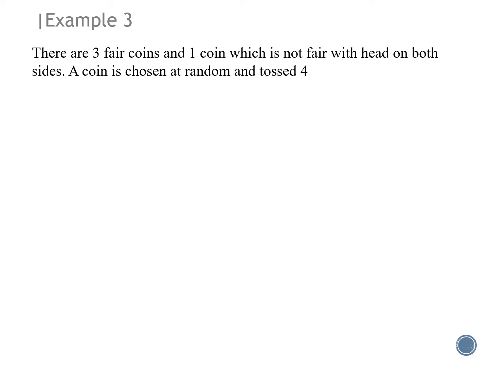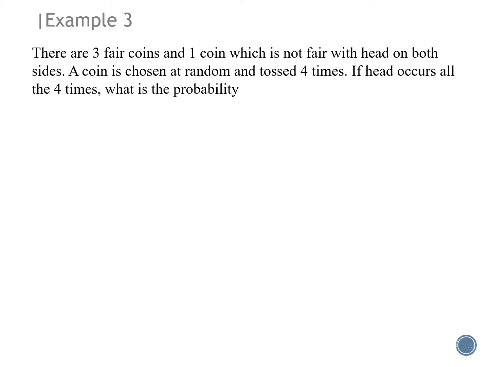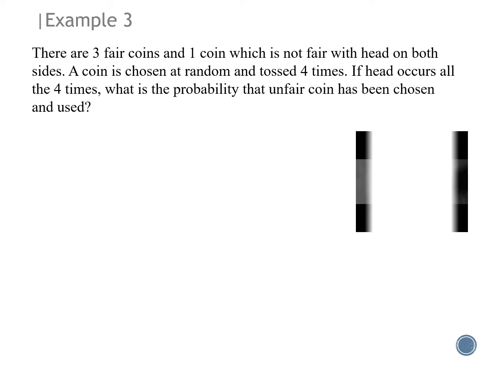Example 3. There are 3 fair coins and 1 coin which is not fair, with heads on both sides. A coin is chosen at random and tossed 4 times. If head occurs all the 4 times, what is the probability that the unfair coin has been chosen and used?